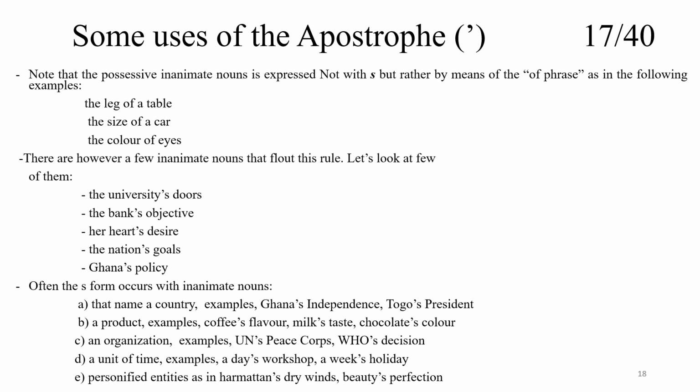Sometimes the S form occurs with inanimate nouns as well, so we can have Ghana's independence, Togo's president, and if we have products too, we can say coffee's flavor, milk's taste, chocolate's color. These are all permissible in the language. So look at what we are doing.